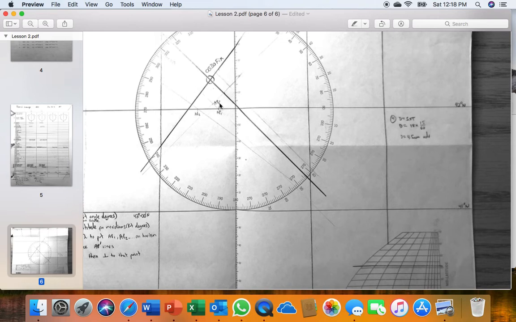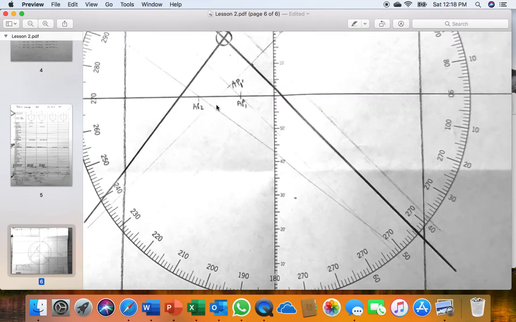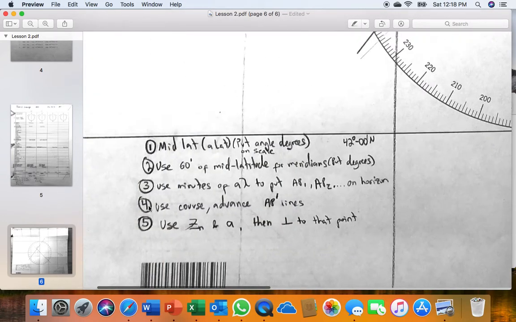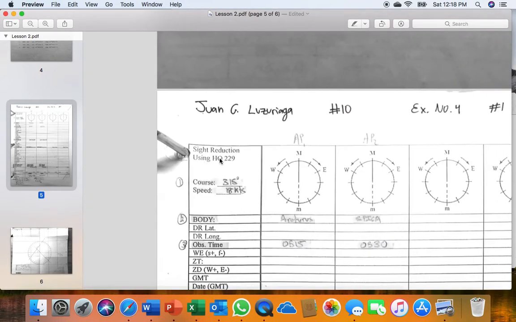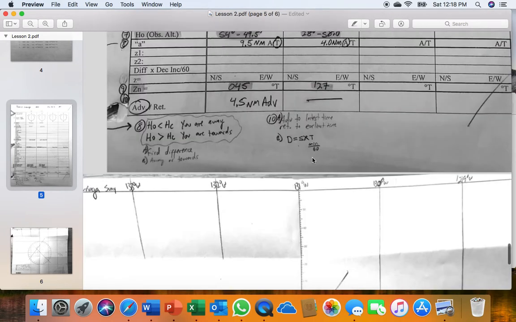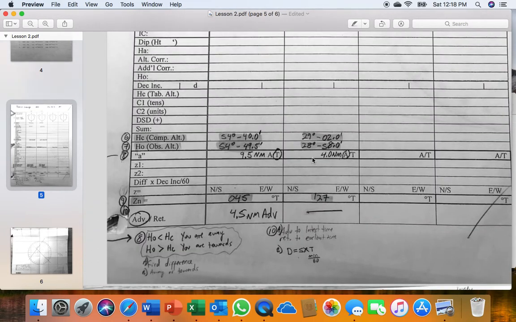All right, so now you know how I got that point and how I got that point, right? So we have AP1 and AP2. Now, what is our step 4? Use course and advanced AP lines, right? Your prime, right? So this is a very simple problem. And remember that we're going to advance or retract or retard.